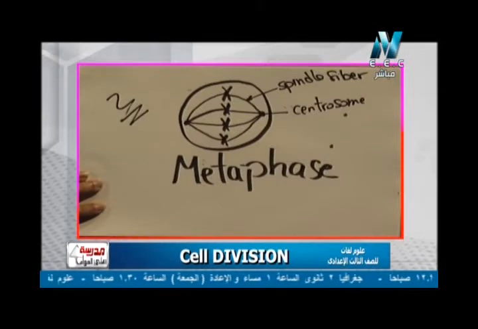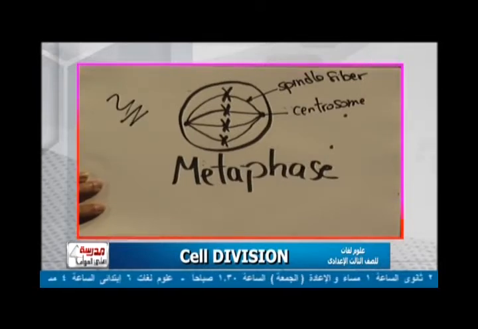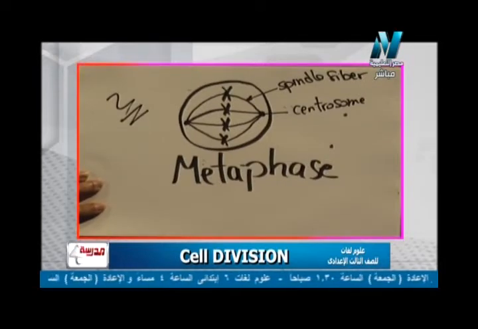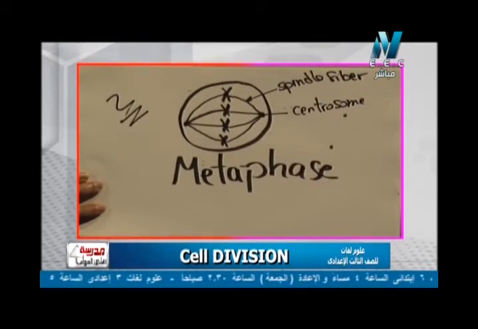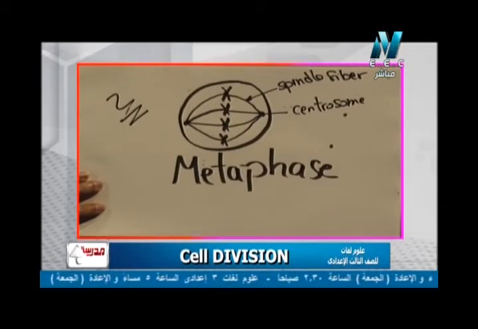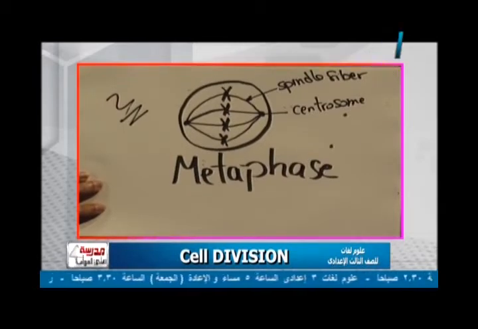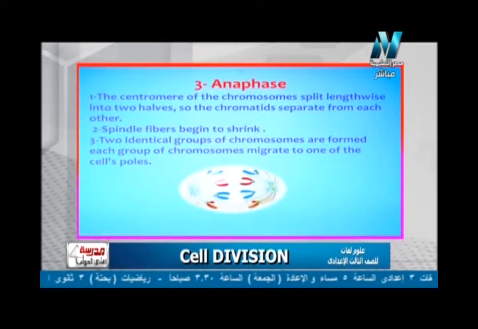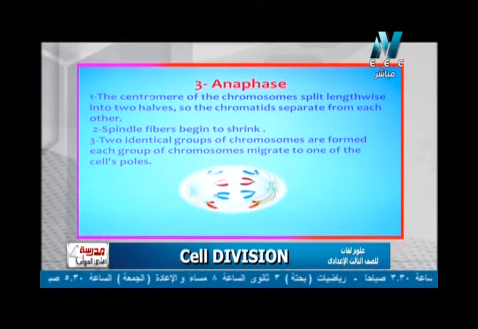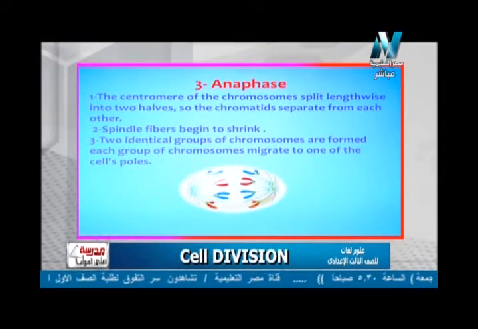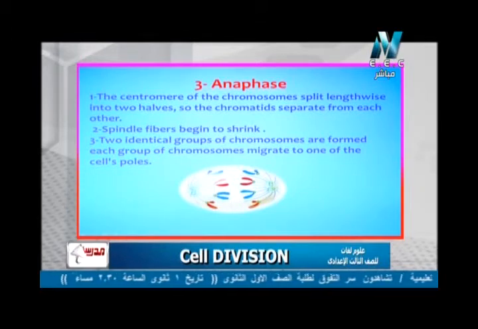طيب نشوف بعد كده what's the phase number 3. Phase number 3 is called anaphase. طيب ana means splitting. طب what happened? Each spindle fiber will shrink. يعني ايه shrink? Will decrease, will pull. طيب يبقى أنا عندي هنا الأنافيز the centromere of the chromosome splits and will be divided into 2 halves in the center. Okay, so the chromatids separate from each other.